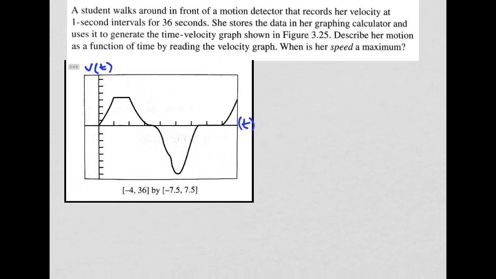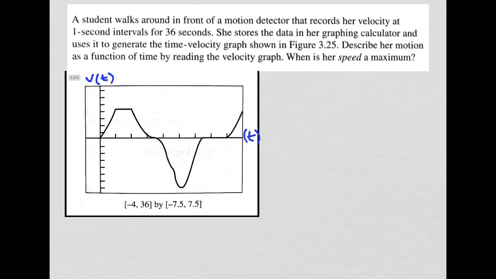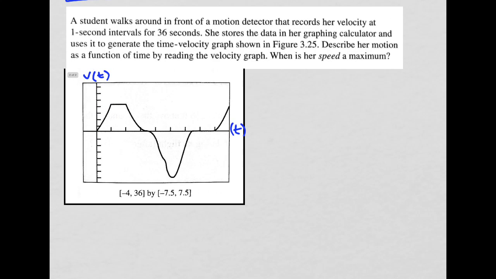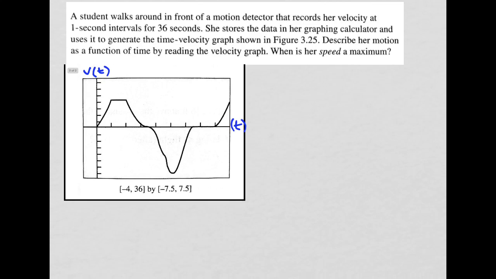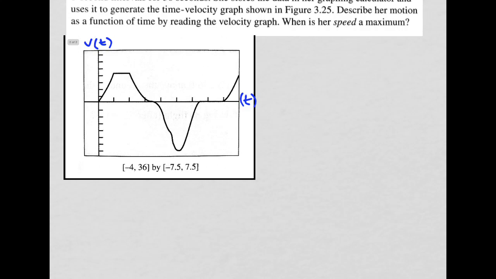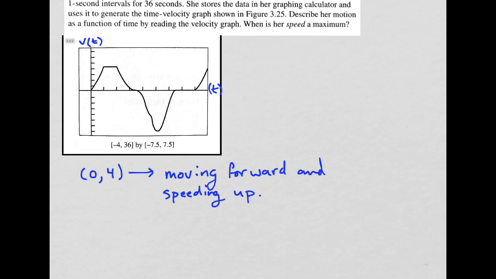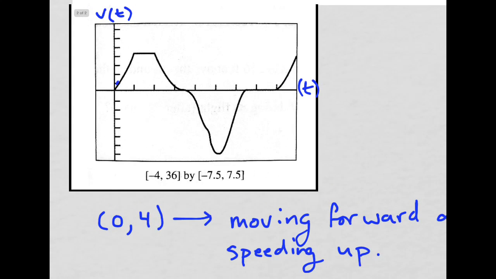Describe her motion as a function of time by reading the velocity graph. Well, since this velocity here is positive and increasing, she's moving forward and she's speeding up. So from 0 to 4 seconds, that corresponds to that piece. From 4 to 8, that corresponds to that piece, and so on. I'm going to do it for every piece, or at least try to. So from 0 to 4, she's moving forward and speeding up. I know that she's speeding up because her velocity is getting bigger and bigger.